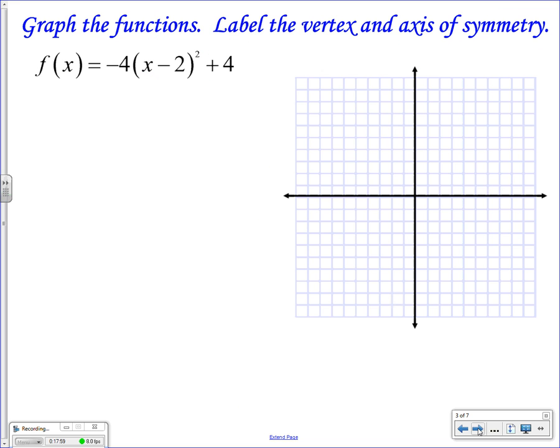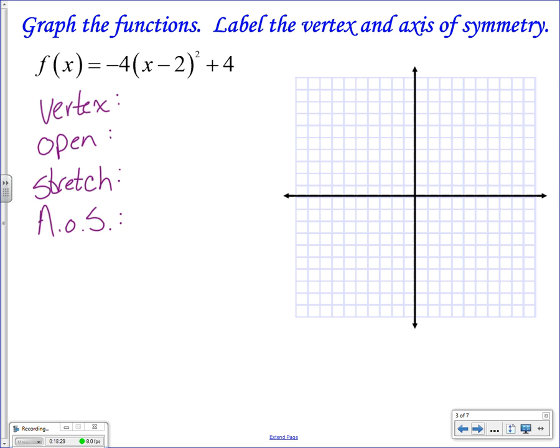Okay, so here we go. What form are we in? Vertex form. So I always write down 3 things when I'm doing this. I write down what is my vertex, how does it open, and what's my stretch, S-T-R-E-T-C-H. Oh, and we'll probably need to know your axis of symmetry. If you don't know what AOS is, write axis of symmetry. So what is my vertex?